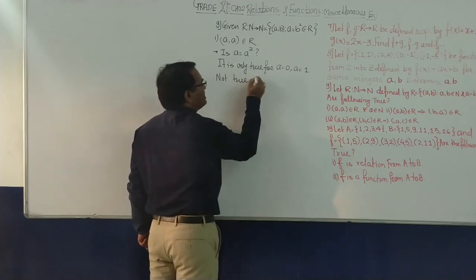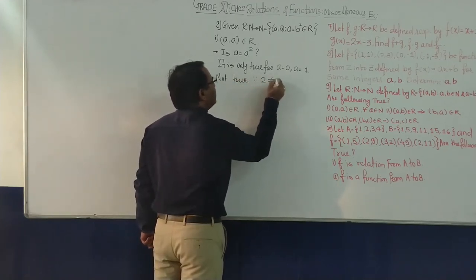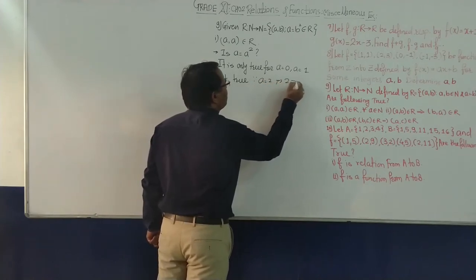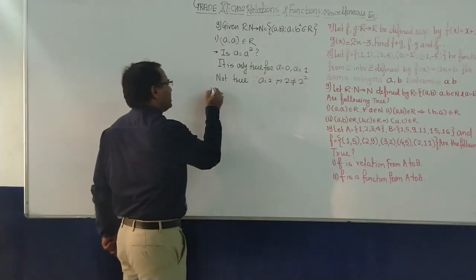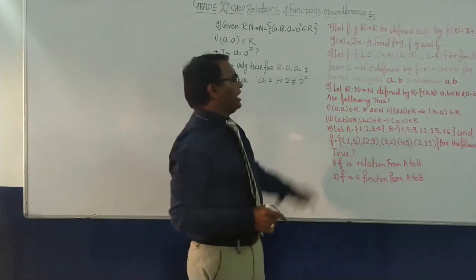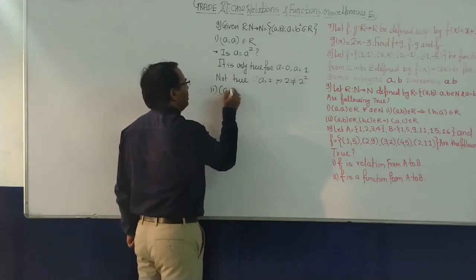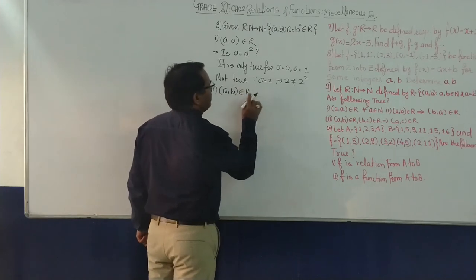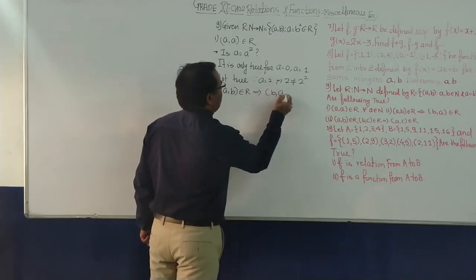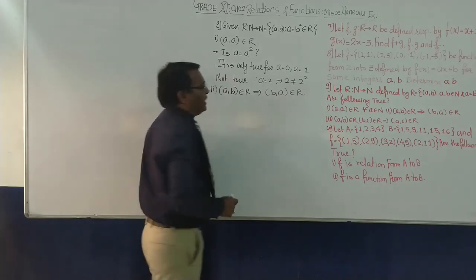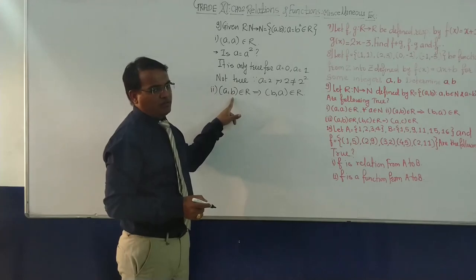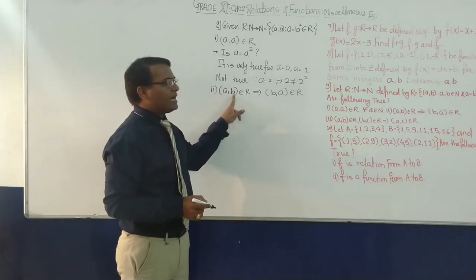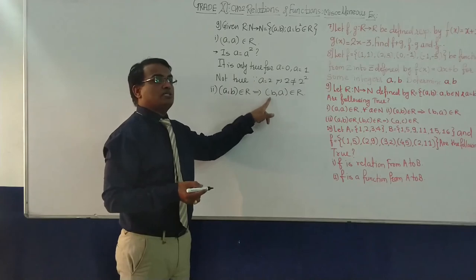Not 2. Since if a is equal to 2, then it implies that 2 is not equal to 2 square. Right. Now what is the second? The second is: (a, b) belongs to R implies that (b, a) also belongs to R. And what is your R here? Your R is: a is equal to b square. If a is equal to b square, then it implies that b is equal to a square.